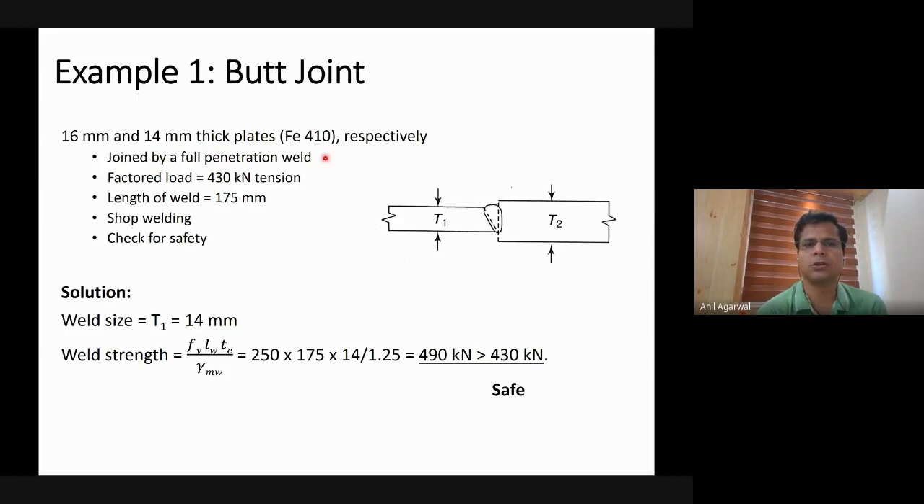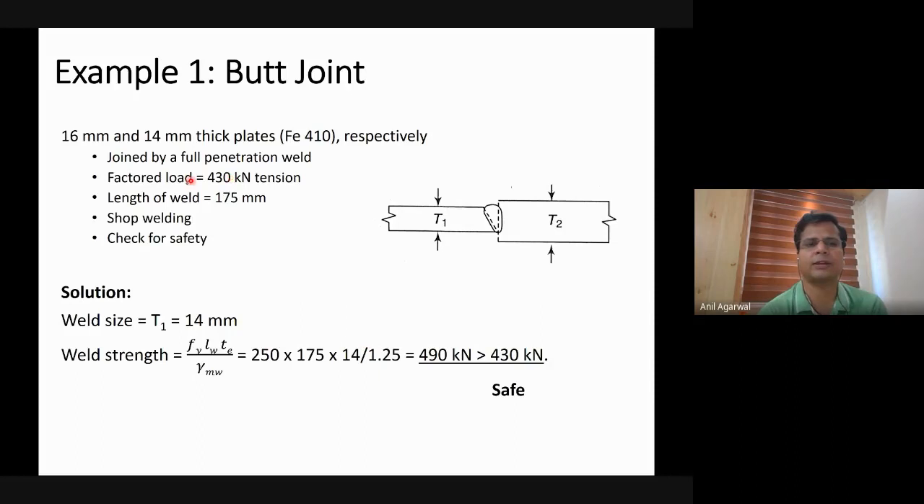Okay. So it's a full penetration weld. So my TE is equal to T1, that is equal to 14 mm. So TE is 14 mm. Okay. LW is the length. LW is given as 175 mm, so I can take 175 mm. Fy will be the smaller of the 250 and 330, so I'll take 250 here, divided by the factor of safety, that is gamma mw. So it is a shop welded weld, so therefore the gamma mw is equal to 1.25. That comes out to be 490 kilonewton.